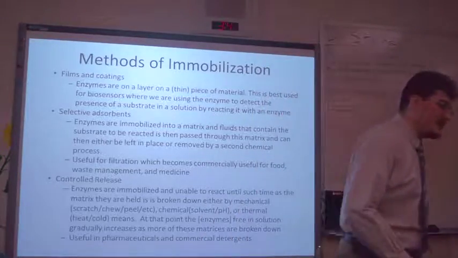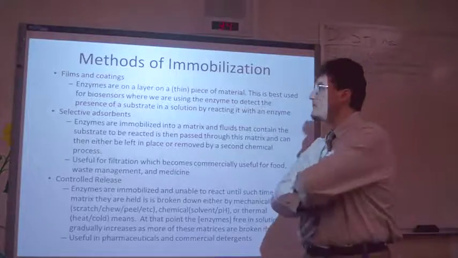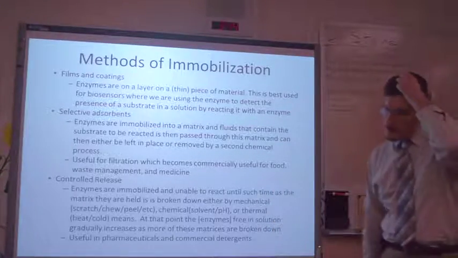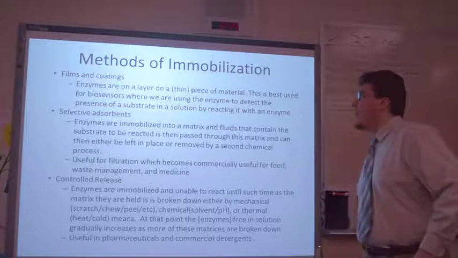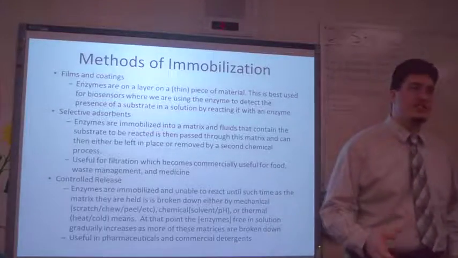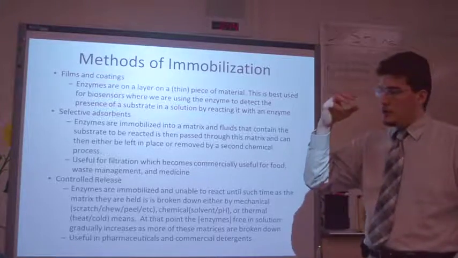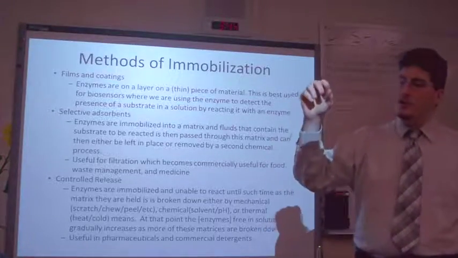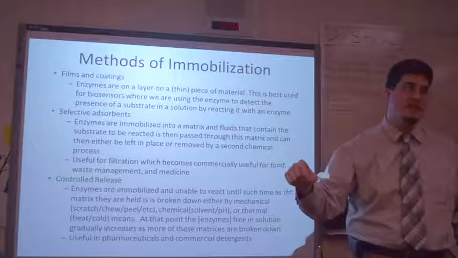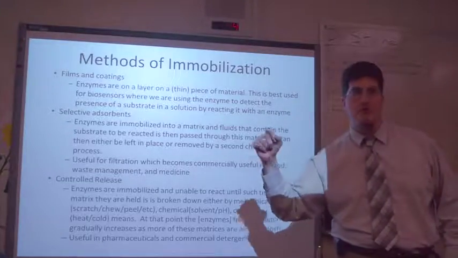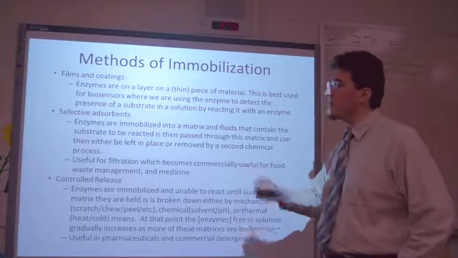So the methods of immobilization. Films and coatings. The enzymes are on a layer or a thin piece of material, and usually this is for biosensors and stuff. This is when you need to do tests, when you need to detect something. So you're looking for the presence of something, and you put a sample onto this film, and by its presence, it will react, and you will see some sort of effect occur. And this way, there's usually multiple enzyme reactions going on there.